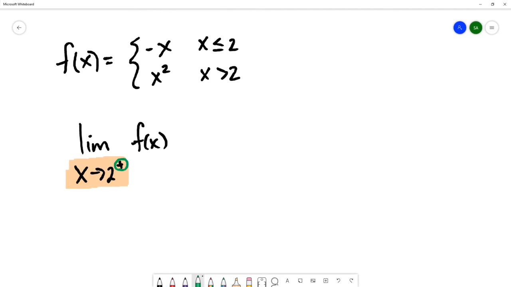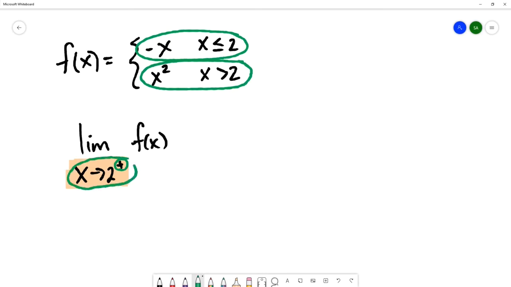We have two equations, and the first equation is only used when x is less than or equal to 2, and the second equation is only used when x is greater than 2. So since our limit is approaching 2 from above 2, we're going to use the second equation to find our limit.